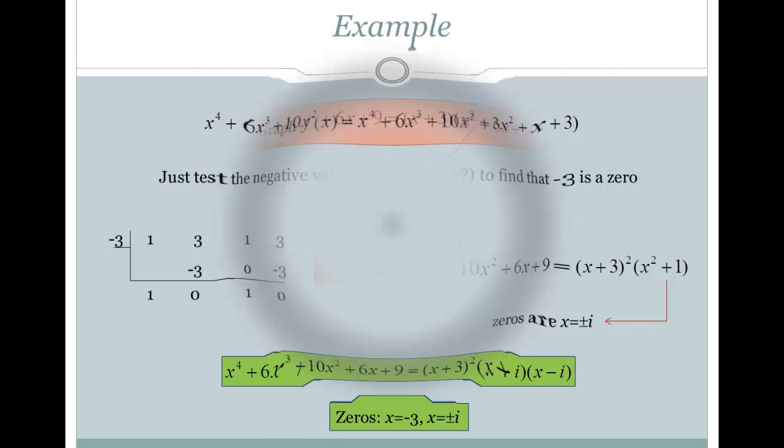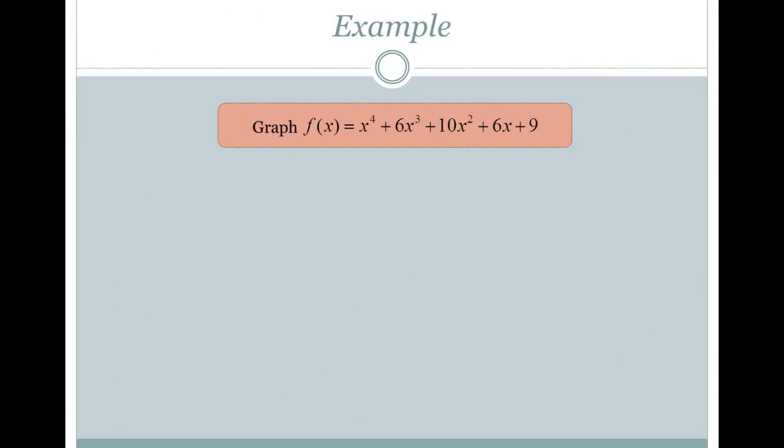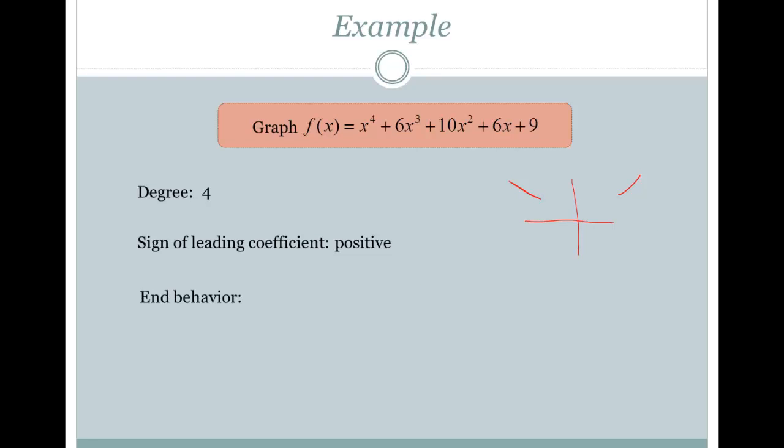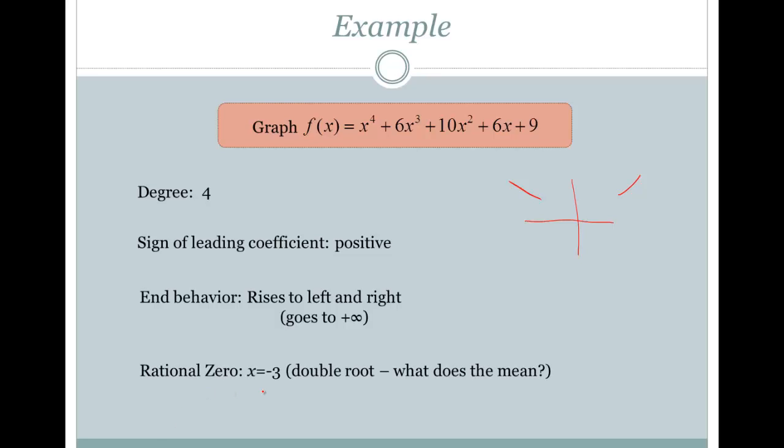So if I want to look at graphing this, again, we should look at degree is 4. Leading coefficient is positive. So right off the bat, we know that I'm going to finish off going to infinity. We've got to fill in the pieces in there. Okay, end behavior, we're going to go off to infinity on both sides. I have one rational 0. It's a double root. What does the double root mean? It means that we're just going to touch at negative 3, but we're not going to cross the axis.